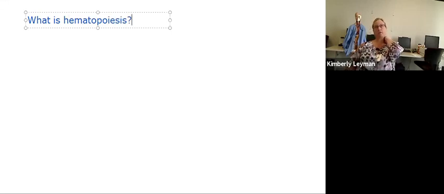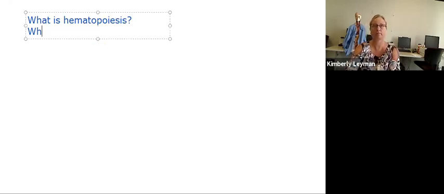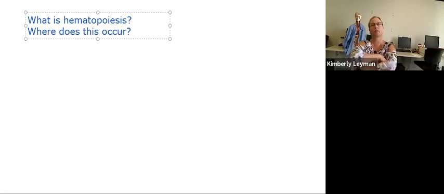What does hematopoiesis mean? It's the formation of blood cells. And where does it occur? In the bone marrow. Yes. Excellent.